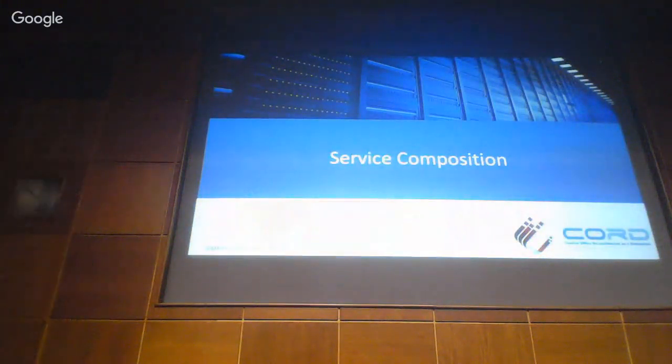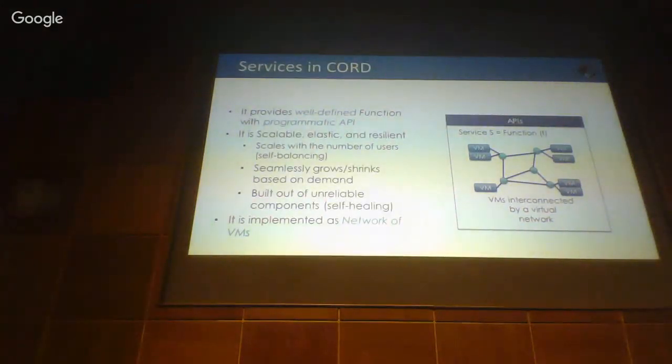All right. So now I'm going to talk about how we do service composition, at a detailed level. First, it might be worth defining what we mean by a service in CORD. It's a well-defined function with a programmatic API. It has to be scalable, elastic, and resilient. So it scales with the number of users, and it's built out of self-healing components, and it is implemented as a virtual network.